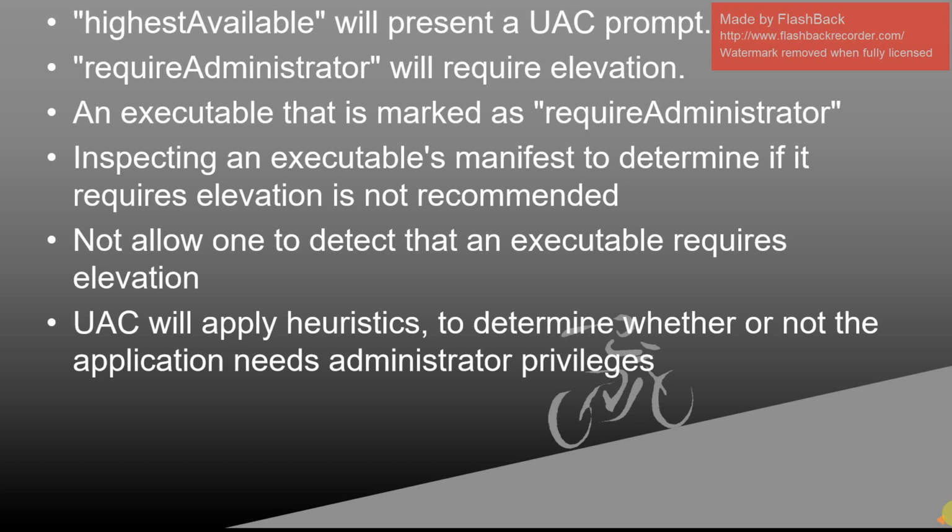In the absence of a specific directive stating what privilege the application requests, UAC will apply heuristics to determine whether or not the application needs administrator privilege. For example, if UAC detects that an application is a setup program from clues such as the file name, versioning fields, or the presence of certain sequences of bytes within the executable, in the absence of a manifest, it will assume that the application needs administrator privilege.